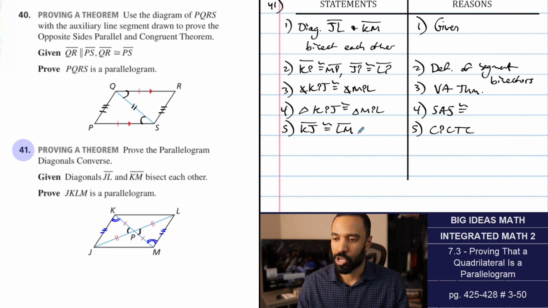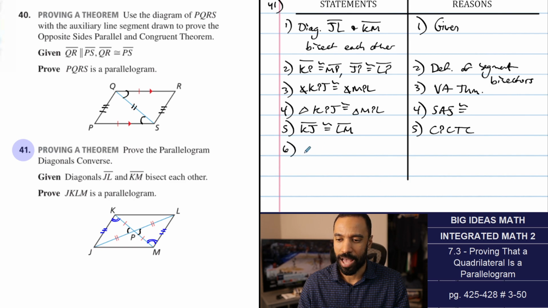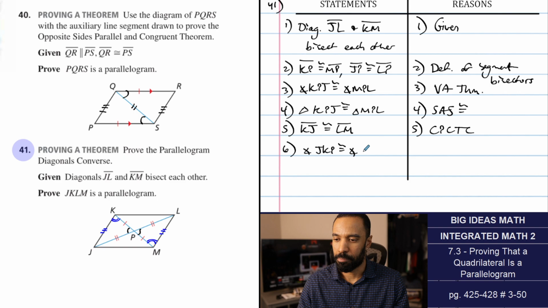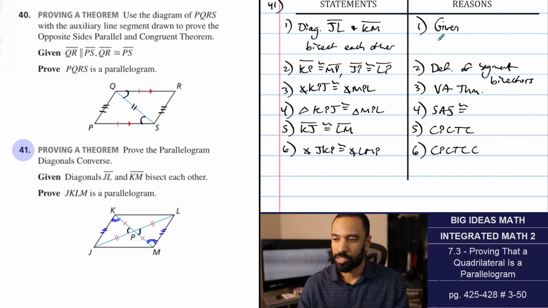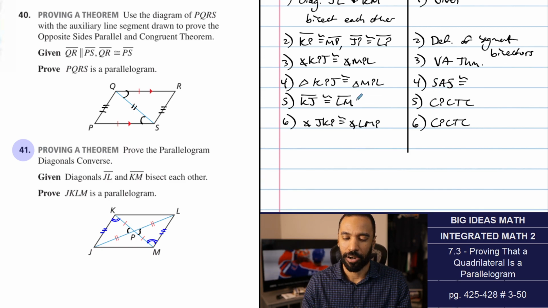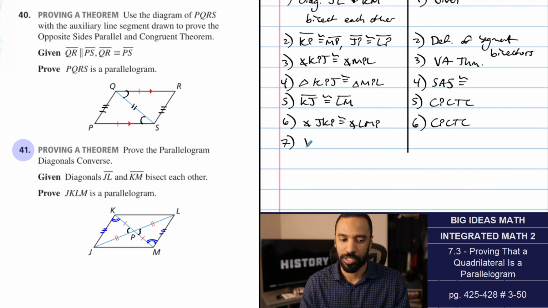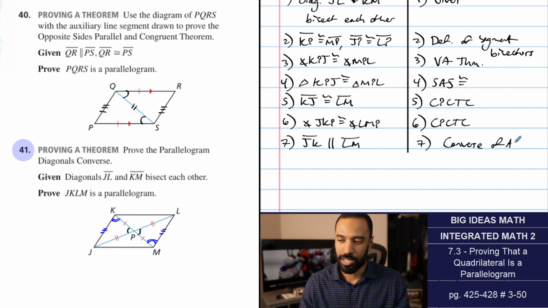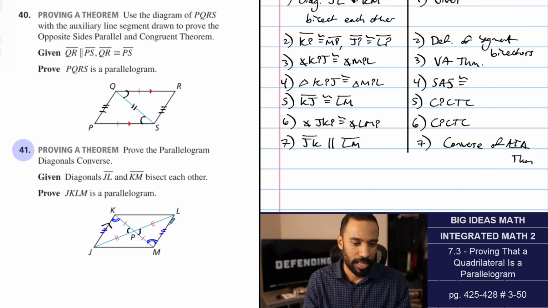So at the same token, by CPCTC, I also have angle JKP congruent to angle LMP by CPCTC. I could have maybe used those on the same line. And then that makes those sides parallel. JK is parallel to LM by the converse of the alternate interior angle theorem. So now that is parallel to that.